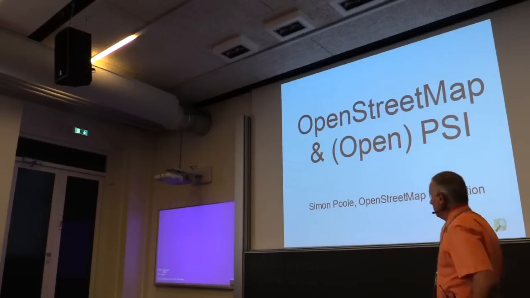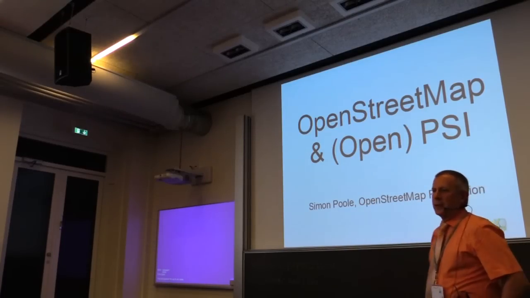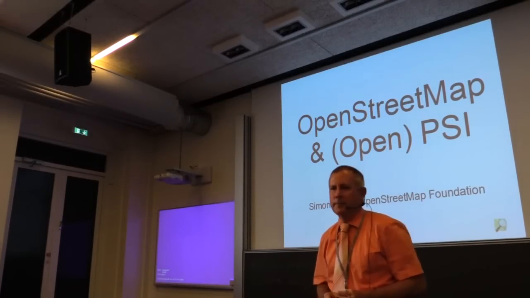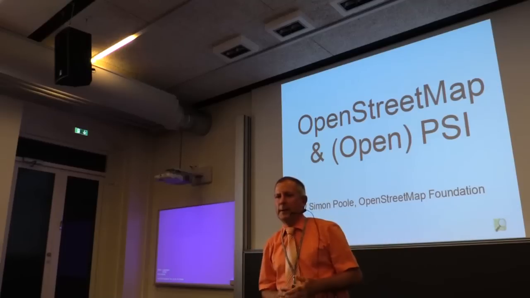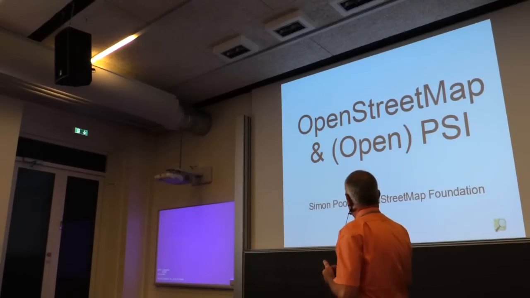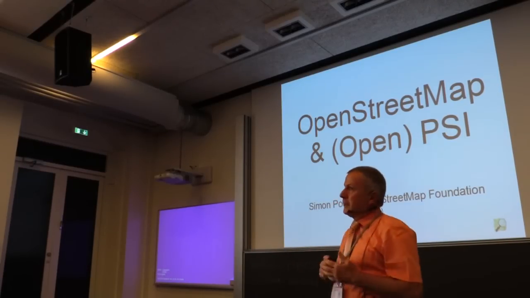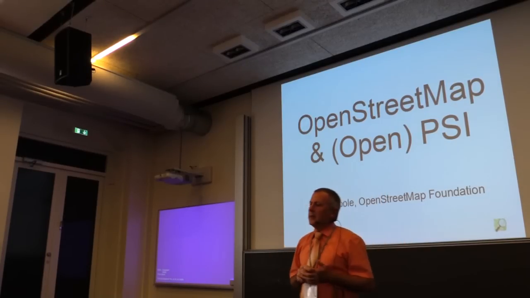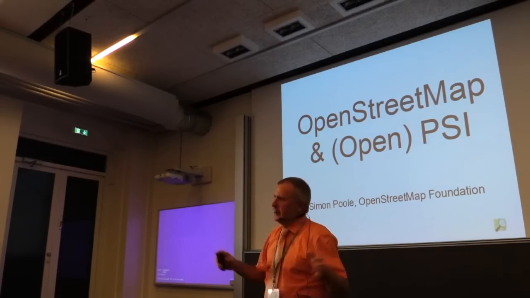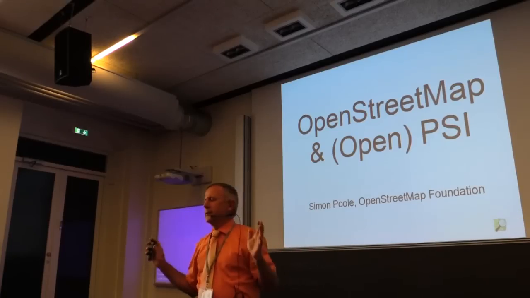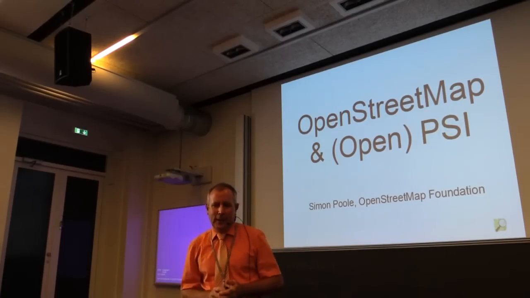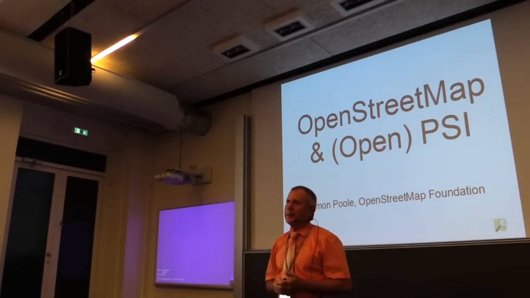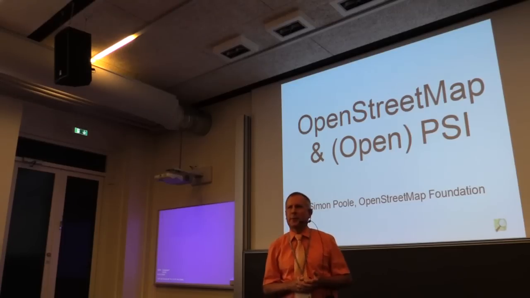My name is Poole. I'm the current chairman of the OpenStreetMap Foundation. I'll explain what that is a bit later on. Besides being the chairman of the board, I'm also a member of our license working group, and licenses are always extremely popular. And I will try and leave enough time so that we can have some questions.